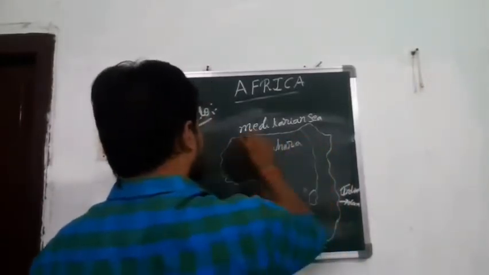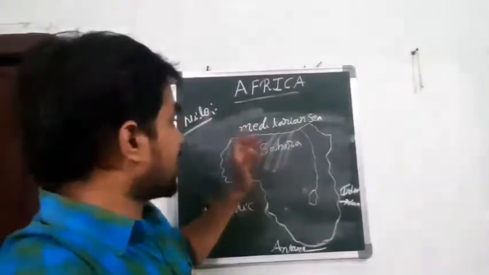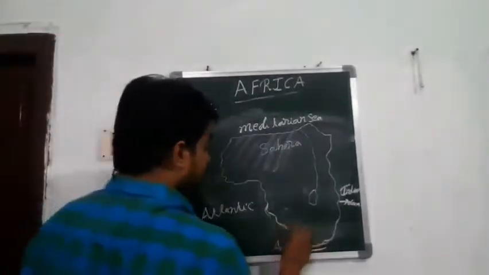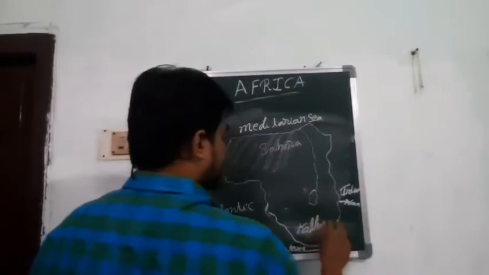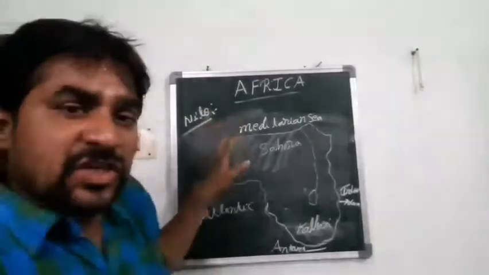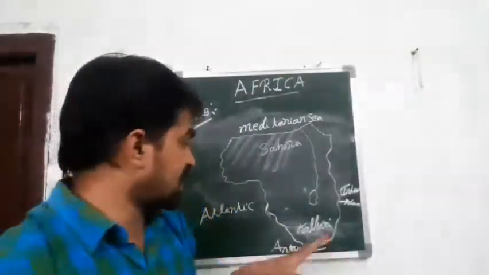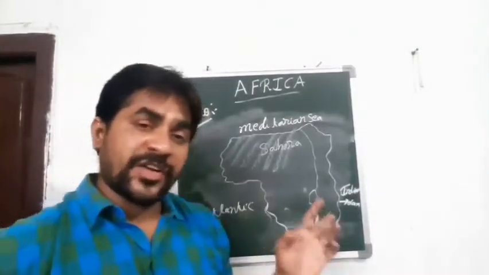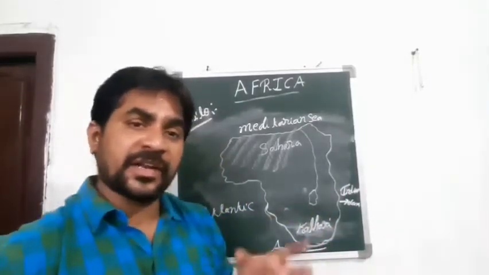So here the desert is called the Sahara Desert. The northern side of Africa is covered with the Sahara Desert, and the southern side of Africa is covered with the Kalahari Desert. So there are two important deserts in the region of Africa. One is the Sahara Desert in the north, and one is the Kalahari Desert in the south.